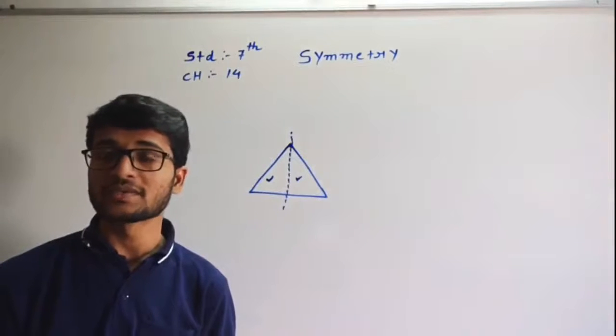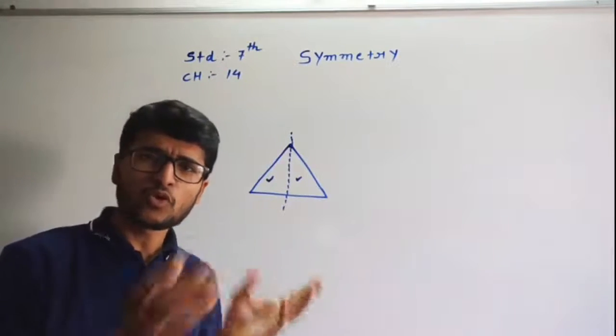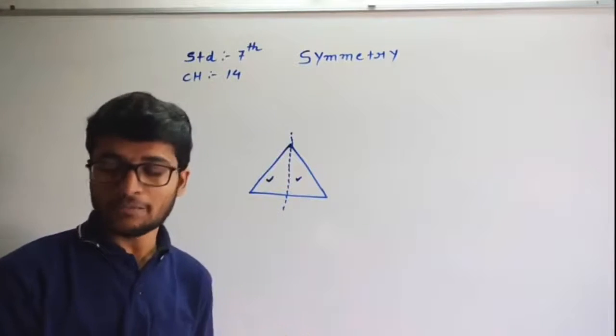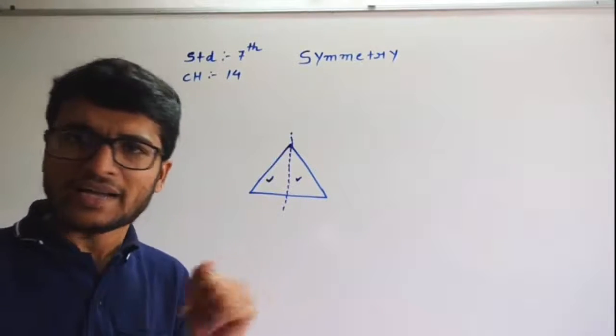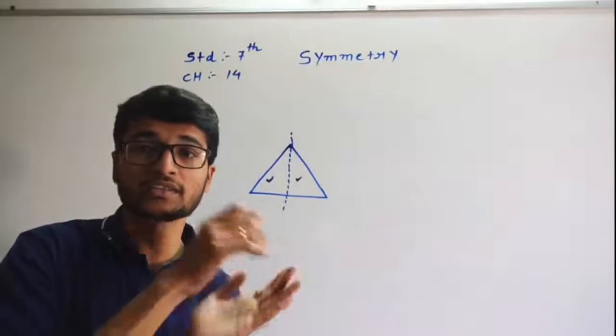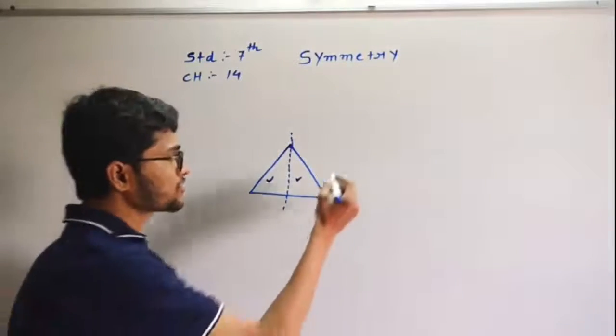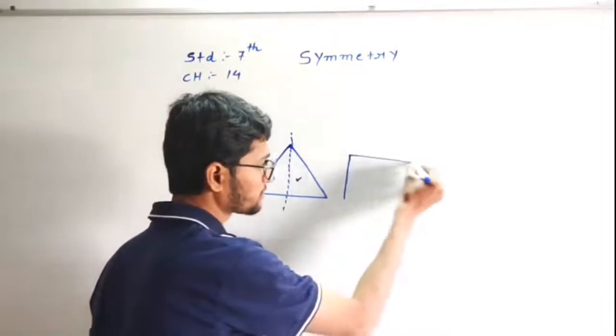Line of symmetry. लाइन ऑफ सिमेट्री मीन्स क्या है कि यदि आपको कोई भी फिगर दी है, उस फिगर को आपको डिवाइड करना है, पार्ट करना है. यदि वो दो पार्ट एक दूसरे के साथ ओवरलैप हो रहे हैं तभी वो लाइन ऑफ सिमेट्री. अंडरस्टैंड?